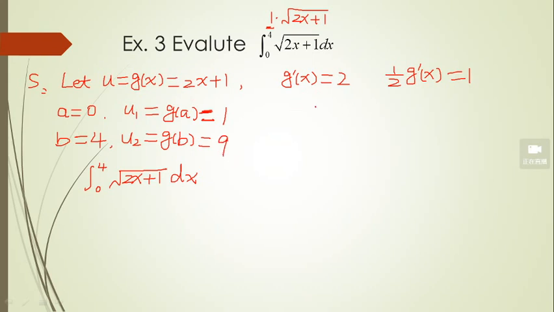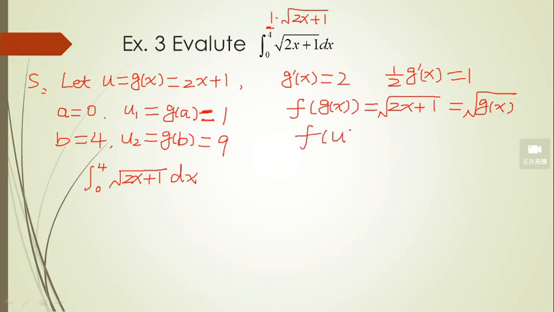And then here, what is my f(g(x))? What is the combination of the two functions? That is the root of 2x plus 1, which is root g(x), the same as root g(x). Now what is my f(u)? The small f function is the root, so it will be root u. So let me evaluate this definite integral here.